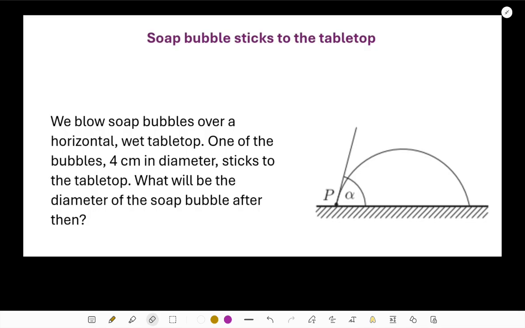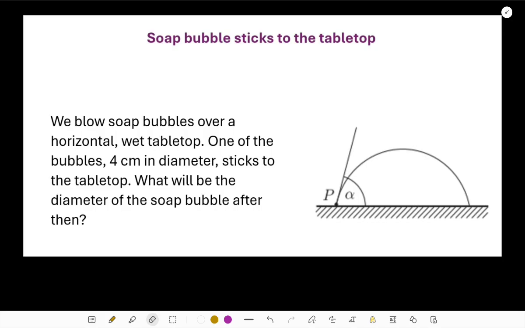So the problem is, what is the angle alpha between the tangent of the spherical cap and the plane of the tabletop? That is the angle alpha. And the answer, I think, is that the small piece of soap film in contact with the table is pulled by the rest of the film in the direction of the contact plane.